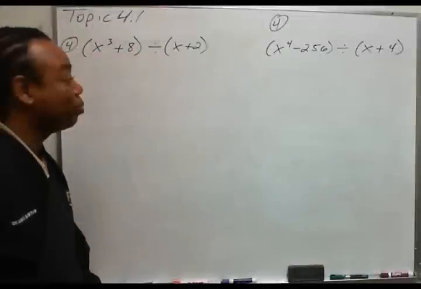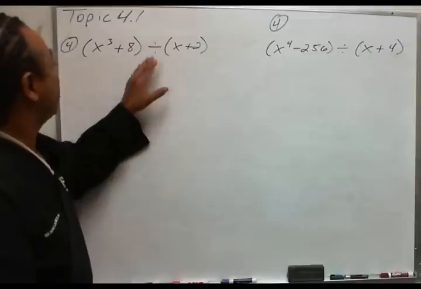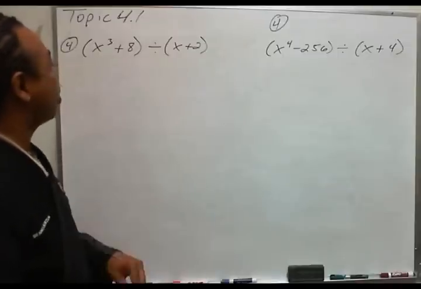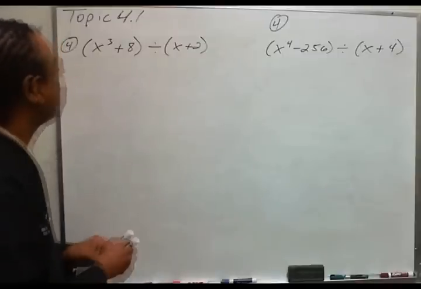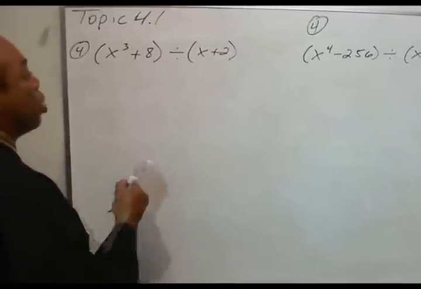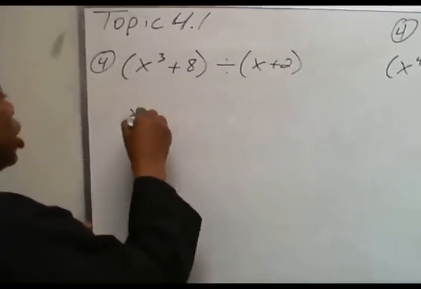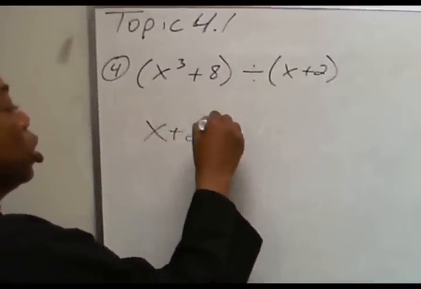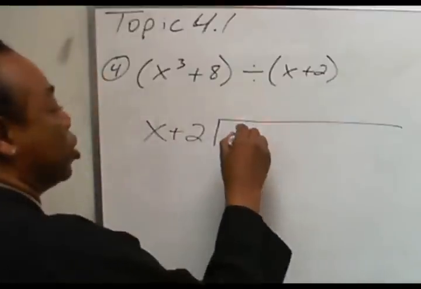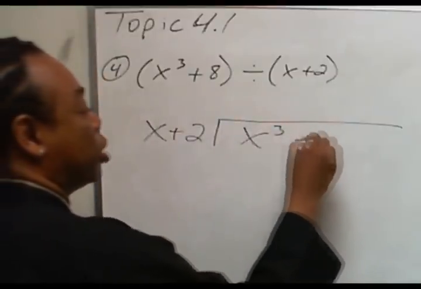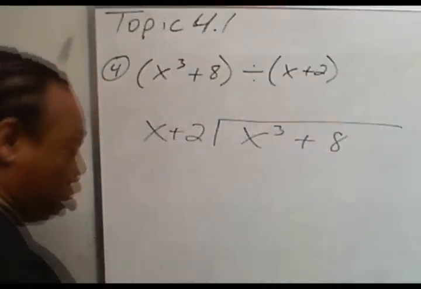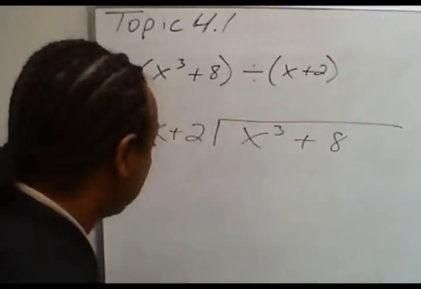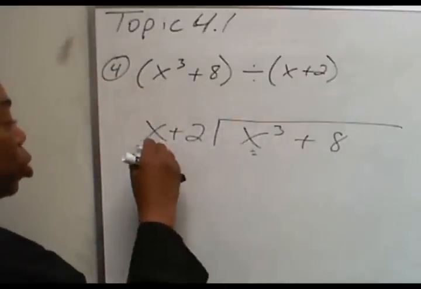Topic 4.1. Okay, we're going to divide these two polynomials by using long division. So, I'm going to take my divisor, x plus 2, use long division, and divide that into x cubed plus 8. Alright, we're going to do this in a four-step process. First, we're going to divide the two leading terms.